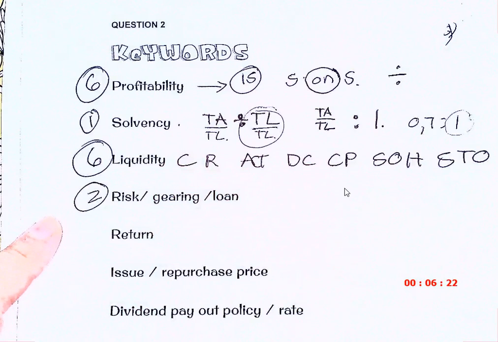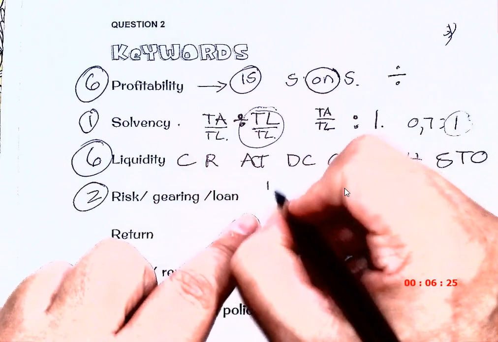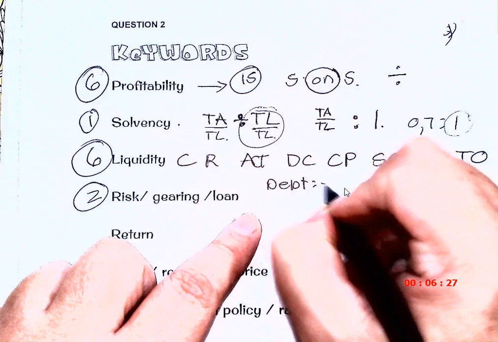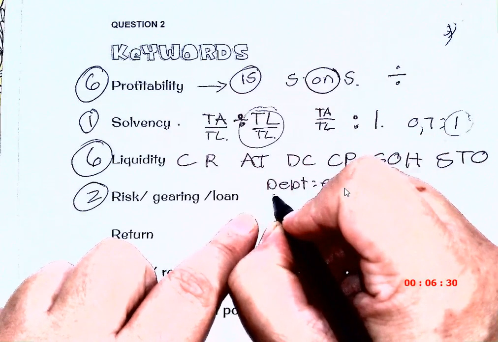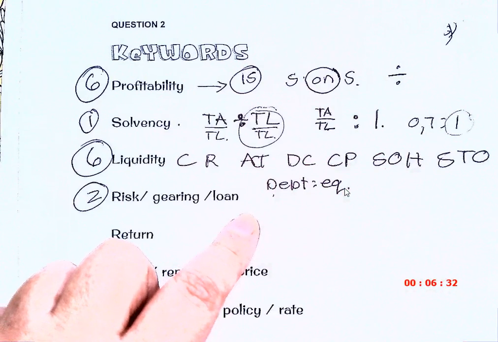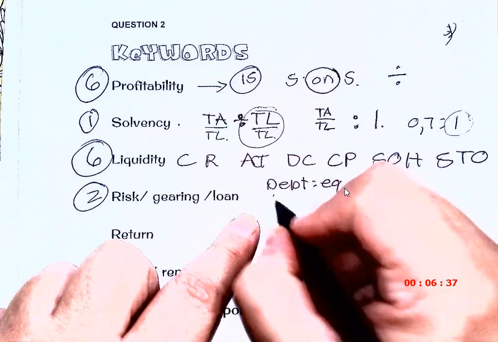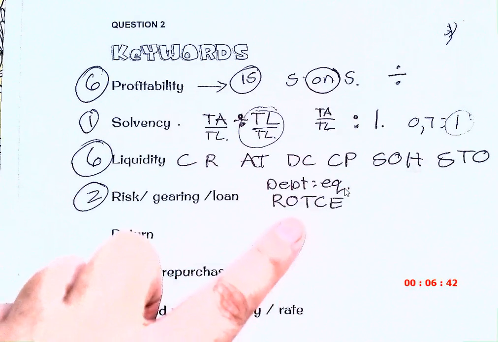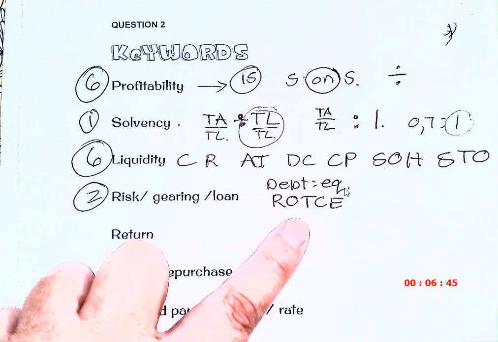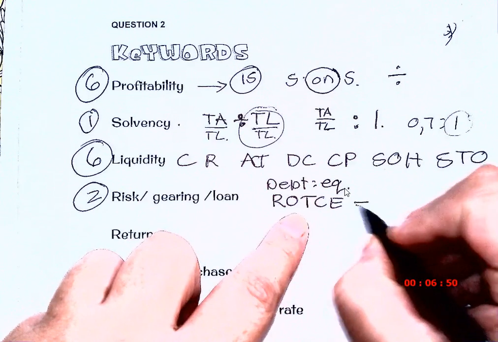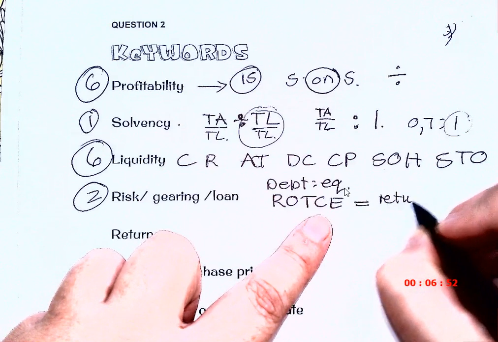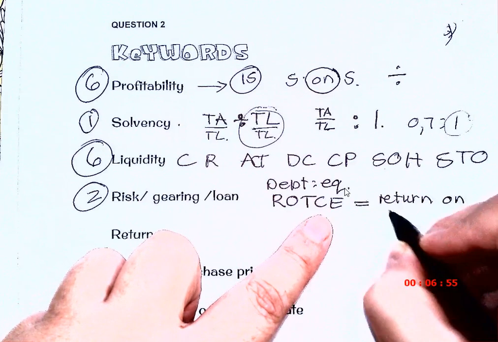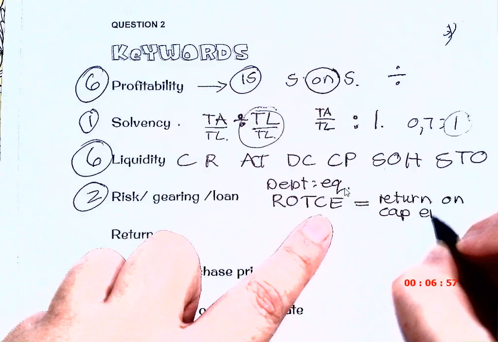And the 2 ratios I've got are my debt equity ratio and a new one you've never done, and it's got the longest formula you'll ever hear. And this would be the ROTCE. And you can abbreviate it like that. They don't mind if you abbreviate like that. And what does ROTCE stand for? It stands for return on capital employed.